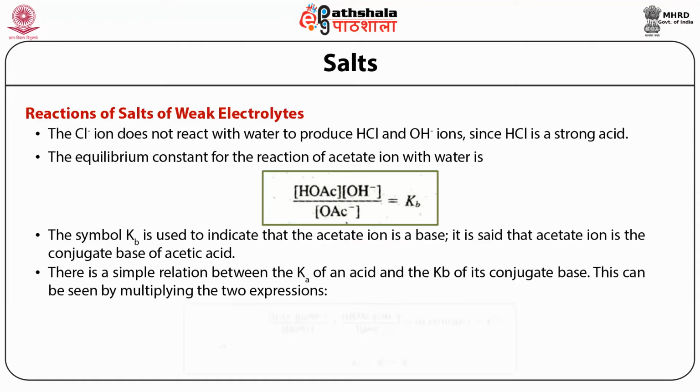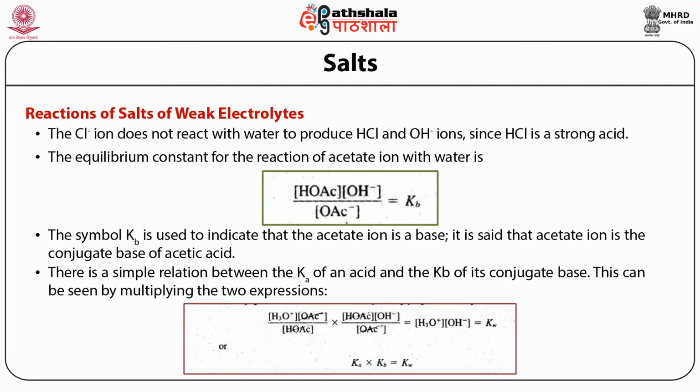This can be seen by multiplying the two expressions: H3O+ concentration times OAc- concentration divided by HOAc concentration, multiplied by HOAc concentration times OH- concentration divided by OAc- concentration. The concentrations of acetate ion and acetic acid cancel, and the resulting product is the hydronium ion concentration times the OH- ion concentration, which is equal to Kw. It means we can write Ka times Kb is equal to Kw.